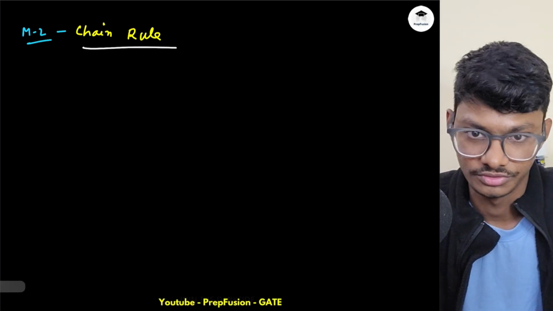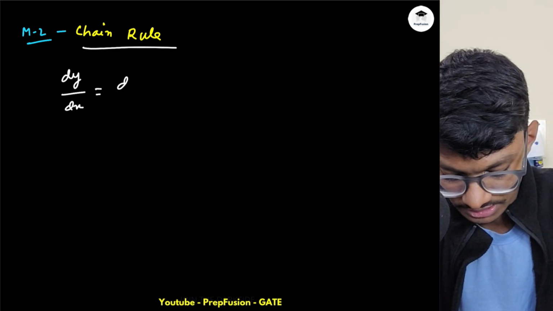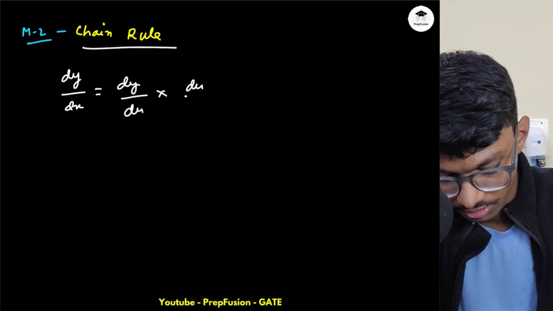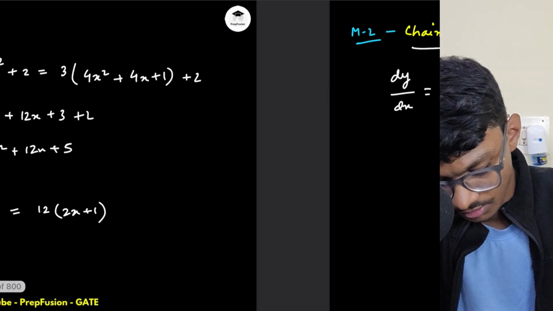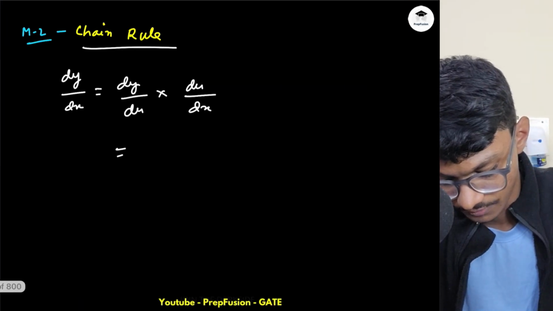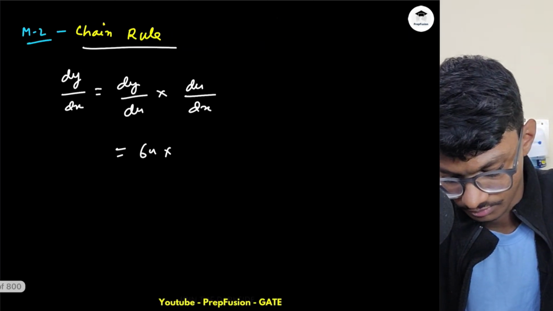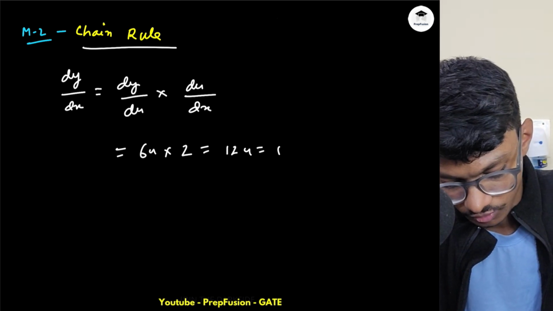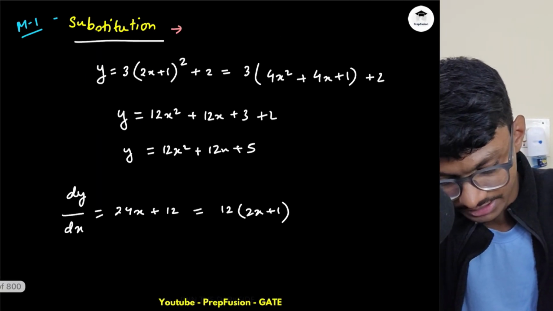So how do you solve using the chain rule? We have to find dy upon dx. What we can do is write this as dy upon du into du upon dx. We can individually find the derivatives. So what is dy upon du? dy upon du is simply 6u. And what is du upon dx? du upon dx is simply 2. So this is 12u, so I can write 12 into what is u? u is 2x plus 1. And exactly that is what we got, right?